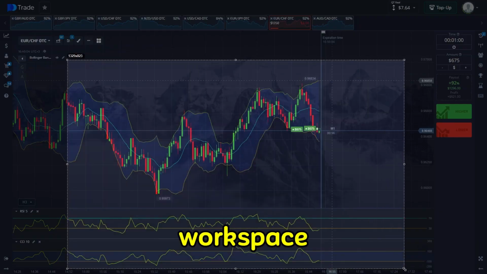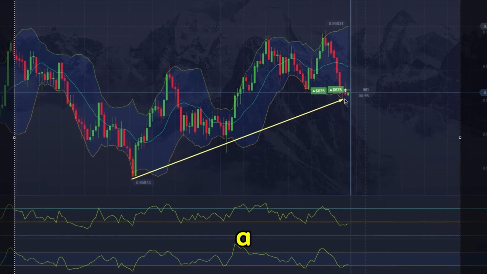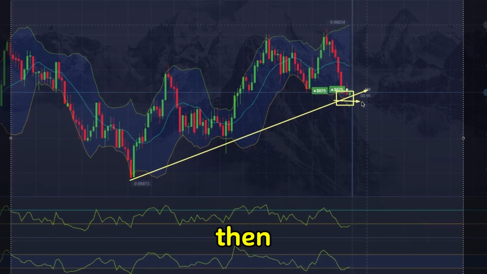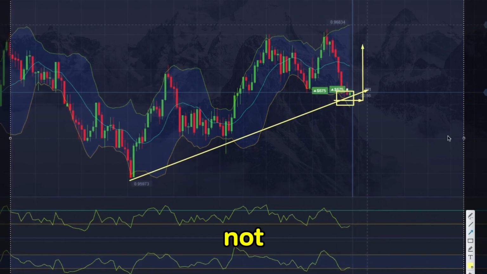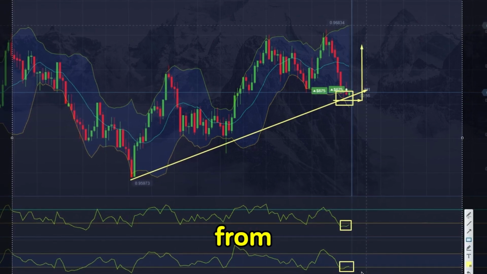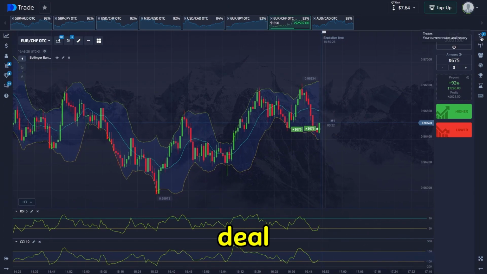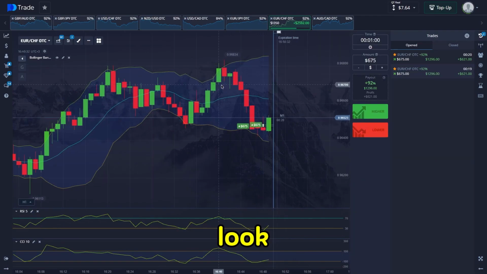We will highlight the workspace. Finally, we have managed to open a deal to increase, a good touch point, touching the lower Bollinger Band. Then the movement should go up. It's also not just like that. Of course, this is an exit from an area that is already oversold, which is why in our case the deal opens up here. Let's look at the result.